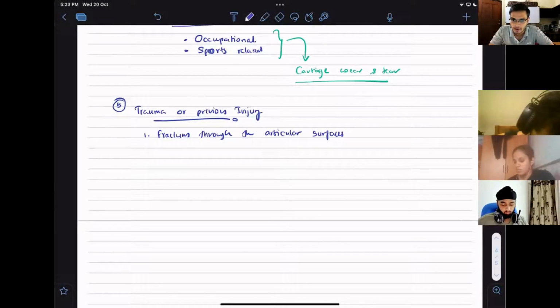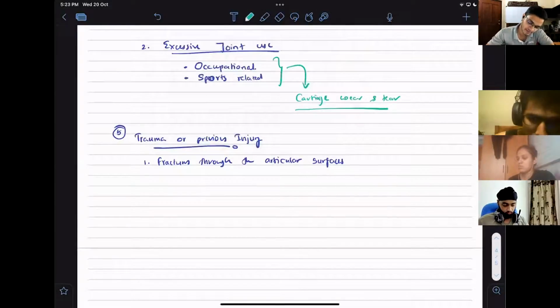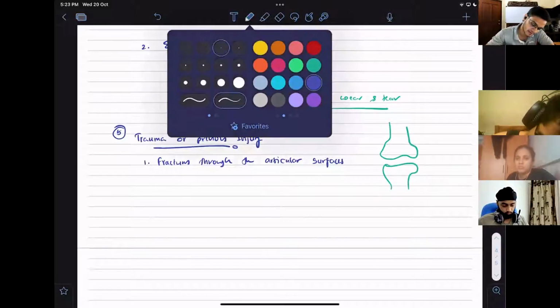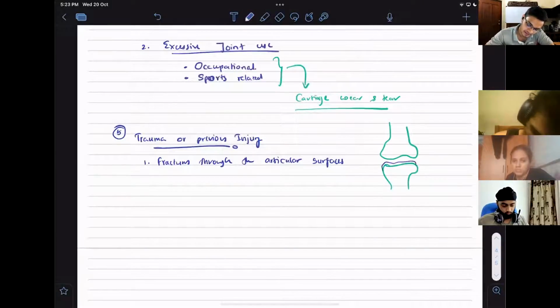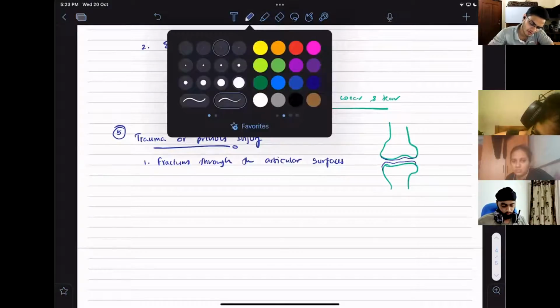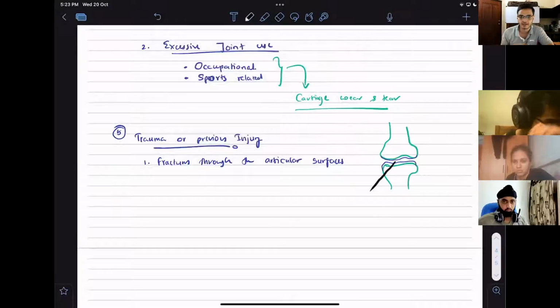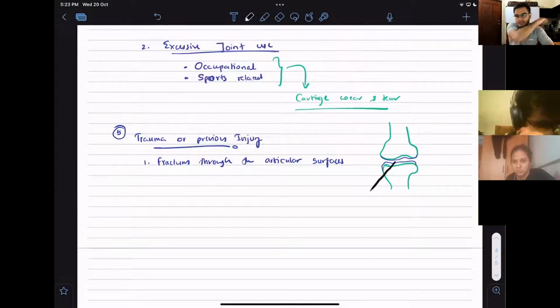Okay, guys, tell me this. Let me draw something like this. Let's say we have a bone here, and let's say this is the cartilage. Let's say this one guy met with a motor vehicle accident, and somewhere from here there was a big fracture. Let's say a piece of bone was removed, whatever.